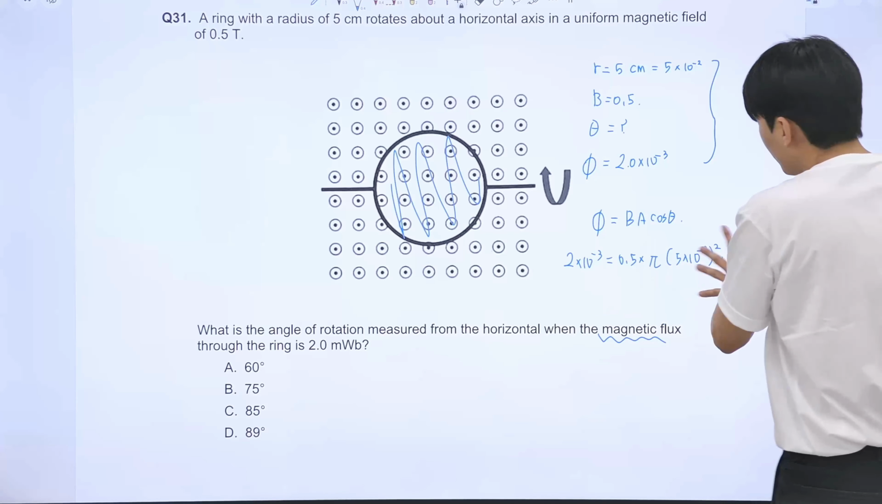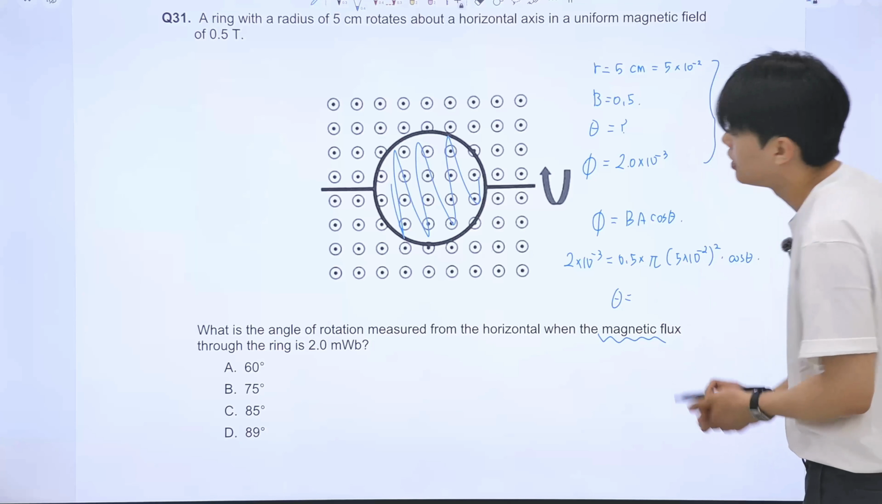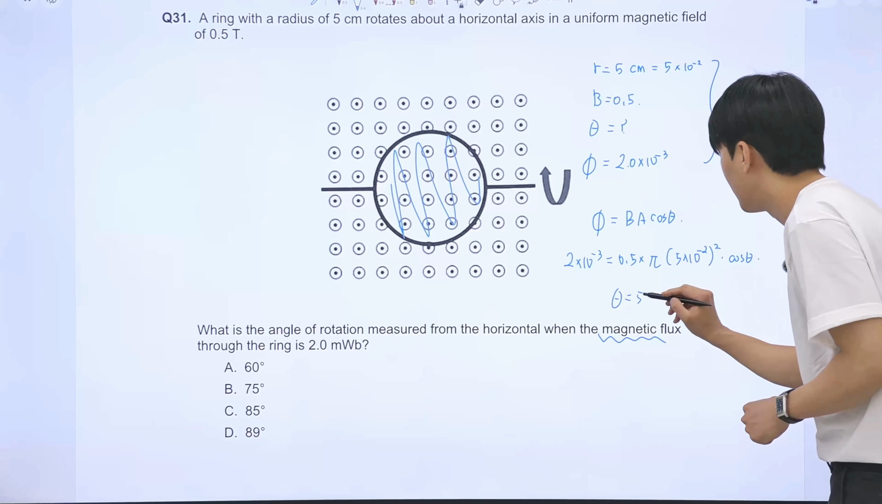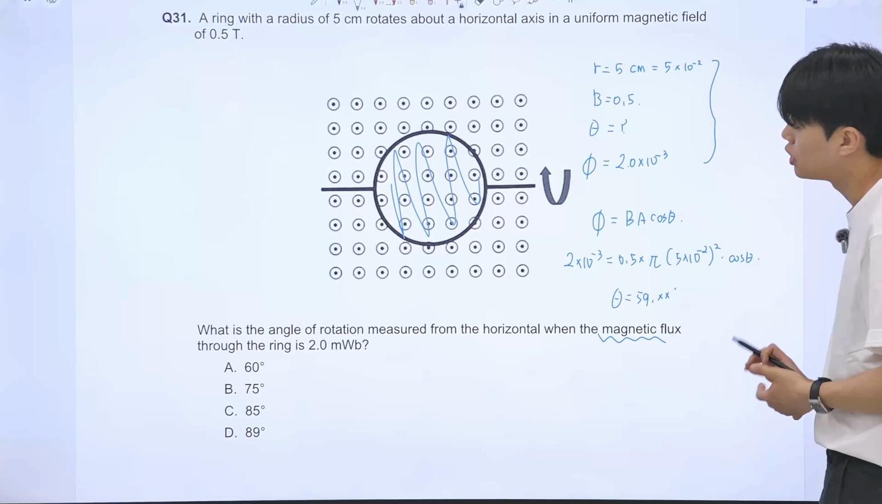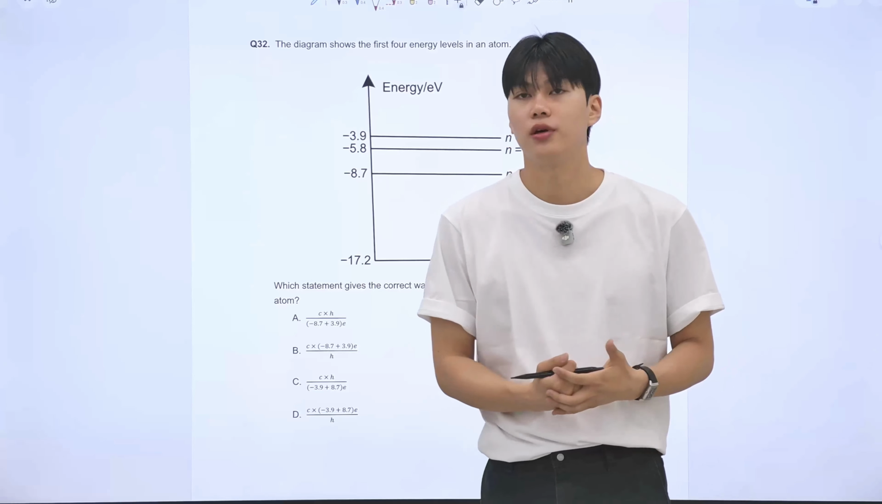So we have all the numbers and we have theta here, then we can actually calculate using the calculator. Then you have about 59 point something degrees. So that goes to 60 degrees. Next, we have question 32.